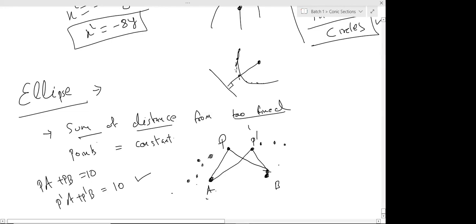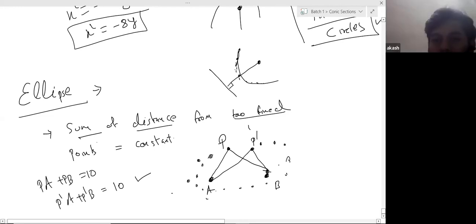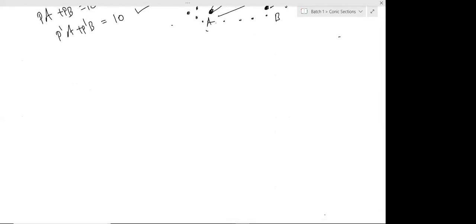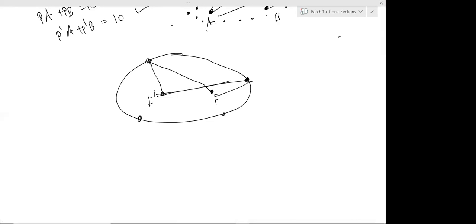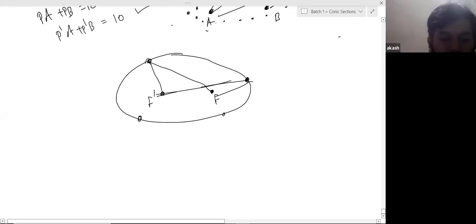All the points in that ellipse, if you calculate the distance of each point from A and B, and you add the distances, the sum of distances should be equal for all the points in that ellipse. Let me explain it. Suppose this is one of the ellipse. These are the two fixed points, F dash and F. If you take any point here or here, any point, and you calculate the distance, this and this, you add them, and you calculate this and this, add them, they will be equal. That distance will be constant. This is the condition for ellipse.